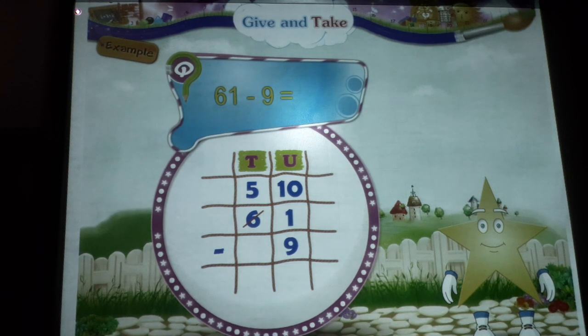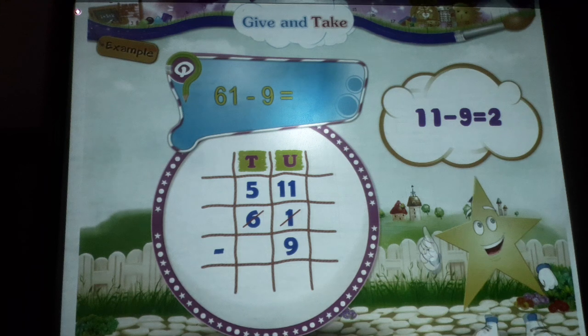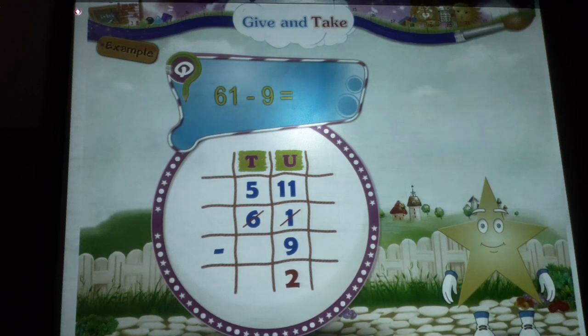Now, carry 10 units to 1 unit. We get a total of 11 units. Now, Starry, we shall subtract 9 units from 11 units. What is the answer? Yes, 2 units. Write 5 tens as it is in the tens place of the answer. So, Starry, 61 minus 9 is equal to 52.